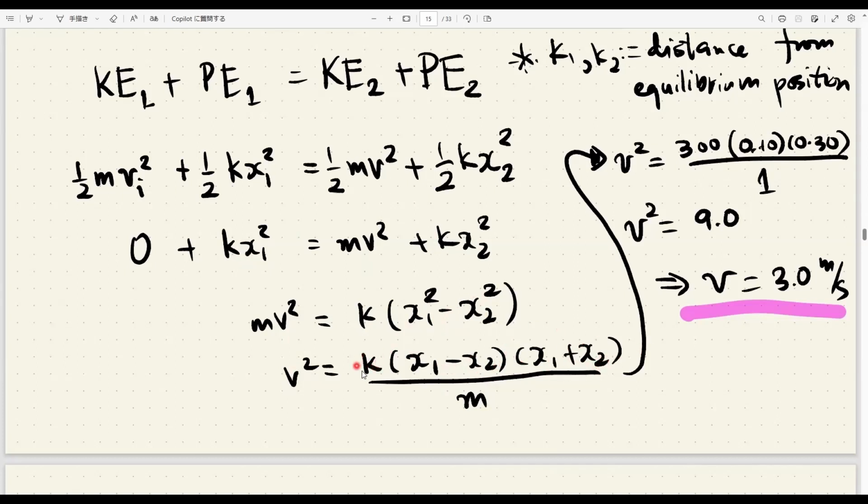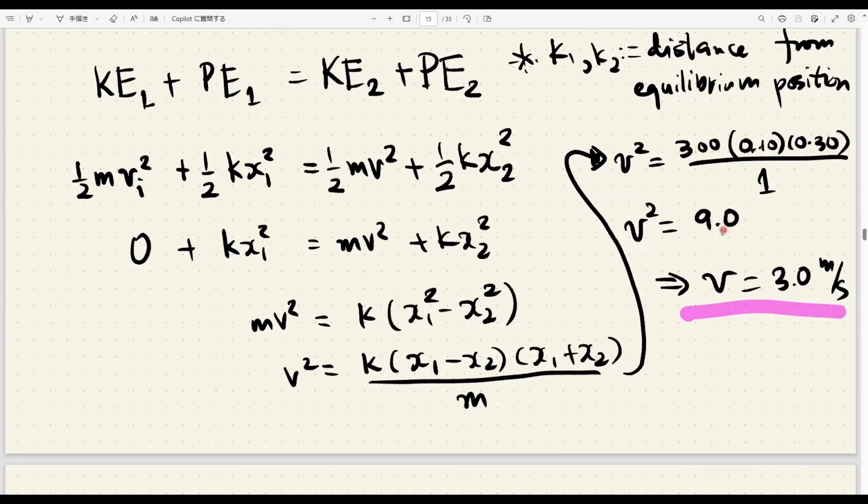Now, I start replacing the variables with their values. k is 300. x1 minus x2, remember that x1 is 0.2 and x2 is 0.1. So x1 minus x2 is just 0.2 minus 0.1, which is 0.1. And their sum is 0.2 plus 0.1, that's 0.3. And the mass is just 1, okay? And this is what I meant. The computation is quite easy, right?